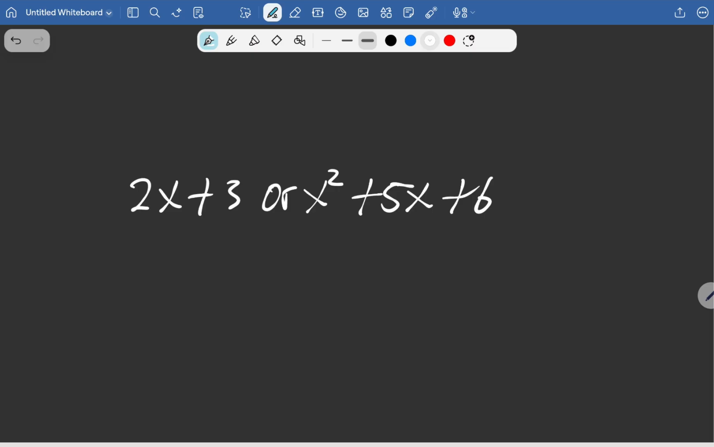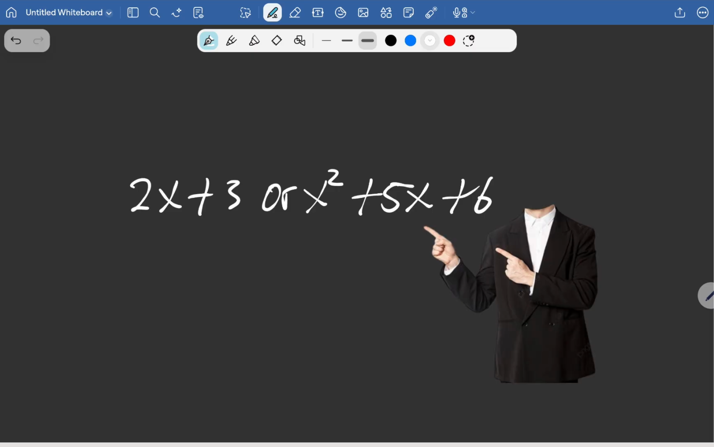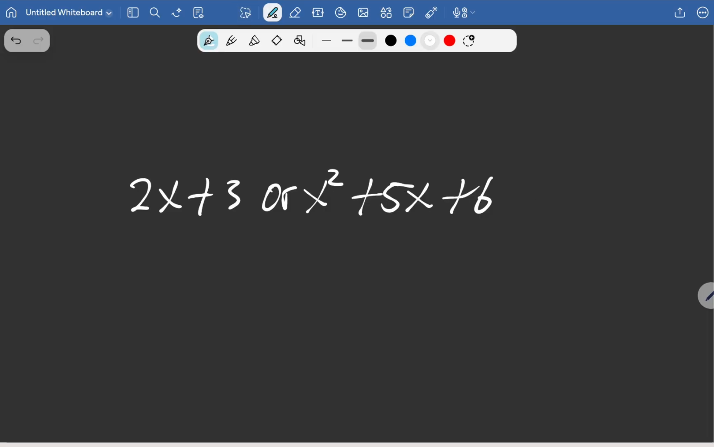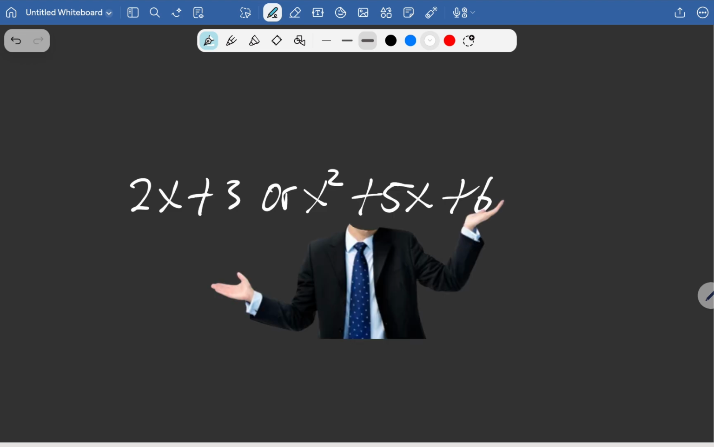So first, what are polynomials? A polynomial is an expression made up of numbers, variables like x, and exponents, added or subtracted together. An example like what you're seeing here: 2x plus 3, or x squared plus 5x plus 6.